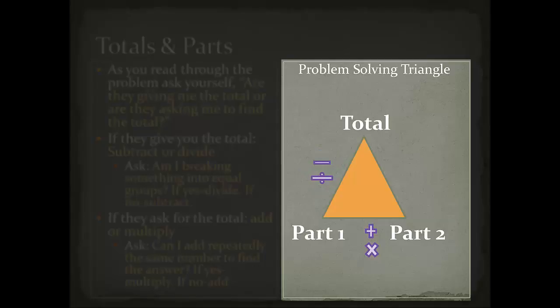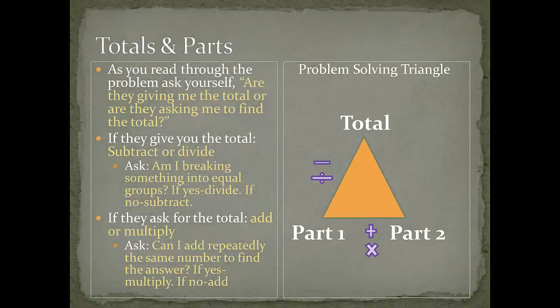Now if they don't give you the total, if they ask you to find the total, then they're going to be giving you different parts. You might have part 1, part 2, or you could have multiple parts like part 3, part 4, part 5, and so forth. But no matter how many parts you have, you're going to be limited down to two operations, addition or multiplication. And limiting your choices down to two will really help you be able to get the right answer. Now let's go over this a little bit more in specific.